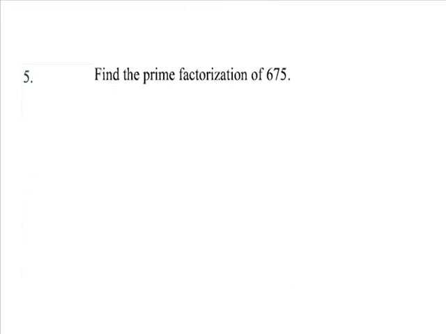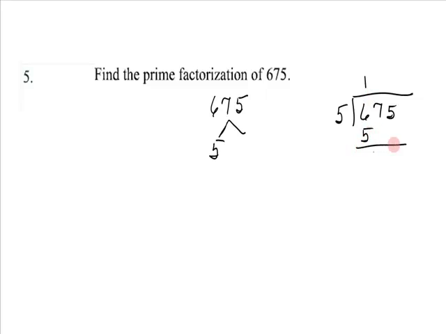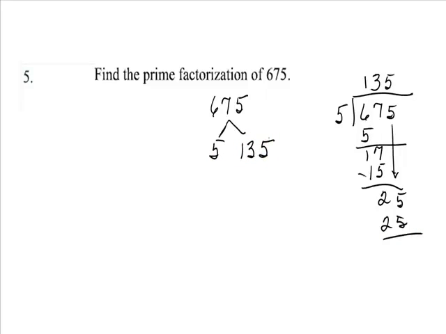All right, the last one is kind of a large number. That doesn't necessarily mean it's hard. I have 675. Well, any number that ends in a 5 is divisible by 5. So it's 5 times, and I don't know off the top of my head, so I will divide. 5 goes into 6 one time. Bring down the 7. 5 goes in there 3 times. That's 15. Bring down the 5. 5 goes into 25 5 times. Okay, so 5 times 135 is a factorization.